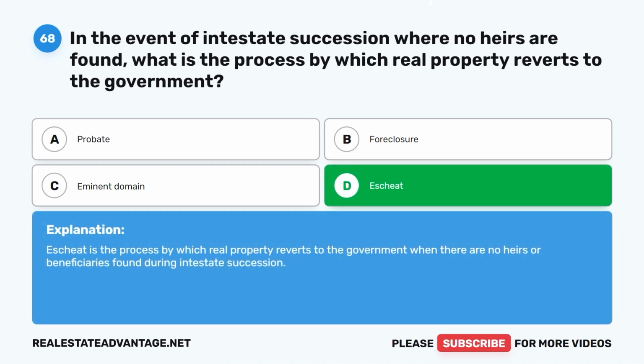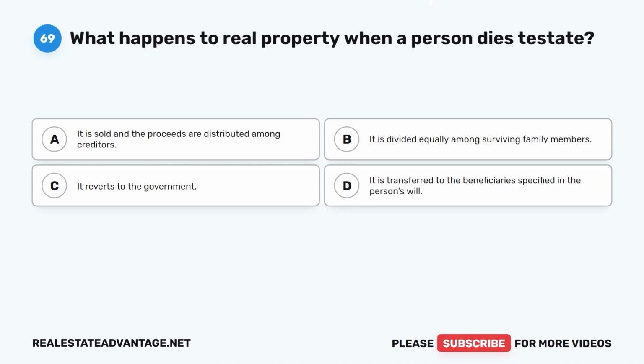Escheat. Escheat is the process by which real property reverts to the government when there are no heirs or beneficiaries found during intestate succession. Question 69. What happens to real property when a person dies testate? A. It is sold and the proceeds are distributed among creditors. B. It is divided equally among surviving family members. C. It reverts to the government. D. It is transferred to the beneficiaries specified in the person's will.